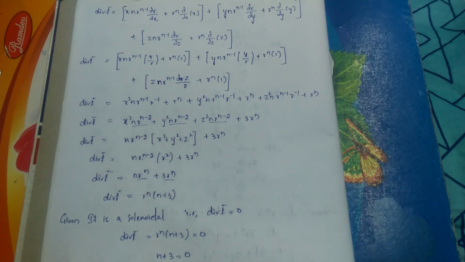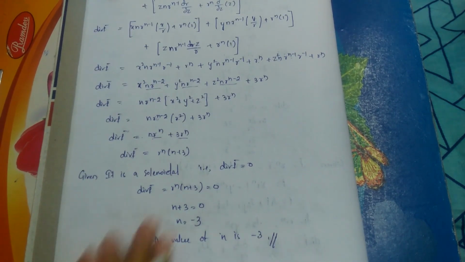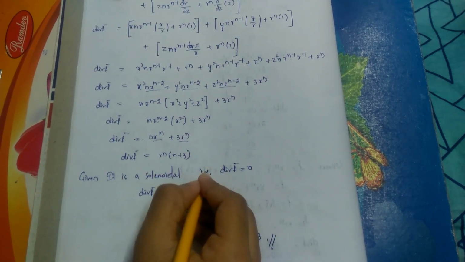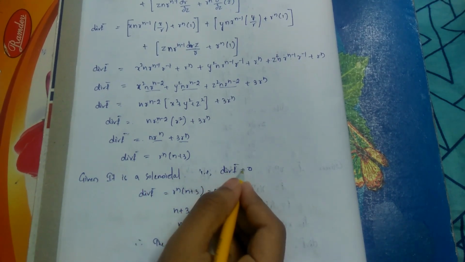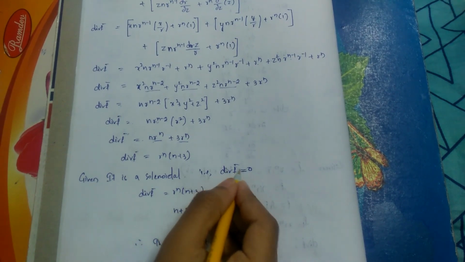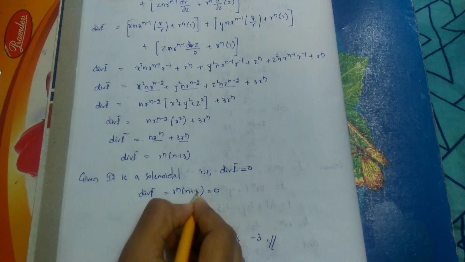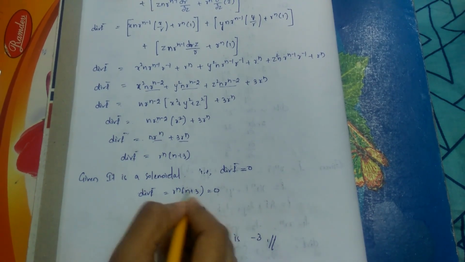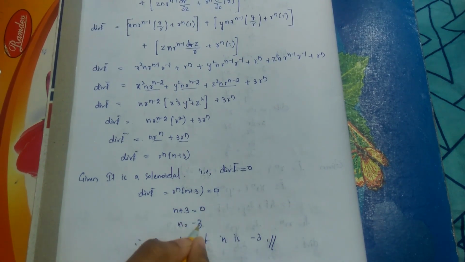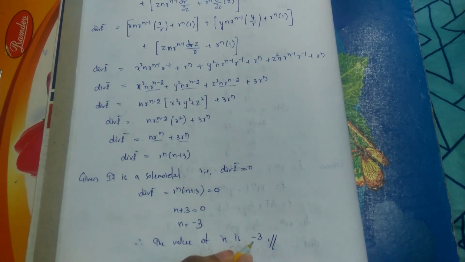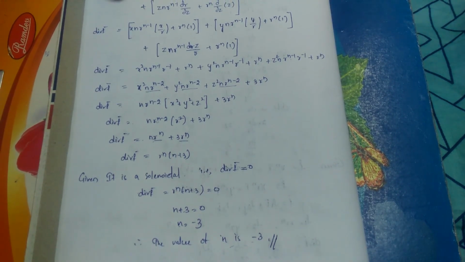Now they asked us to find the value of n if it is a solenoidal vector. So given it is a solenoidal vector, the divergence of the vector f bar is 0. So div f bar is equal to 0. But here div f bar we got as r power n of n plus 3, and that equals 0. So from this, n plus 3 is equal to 0 and n is equal to minus 3. So the value of n is minus 3. In this way we can find the value of n.